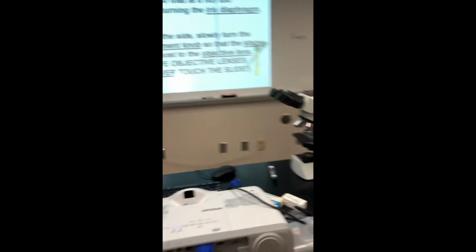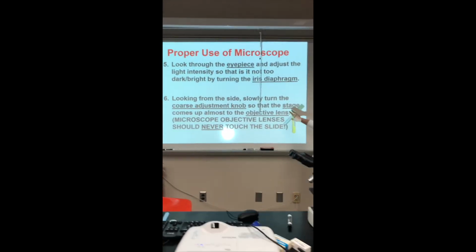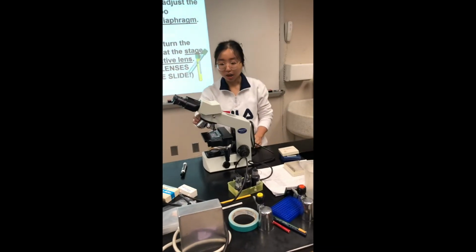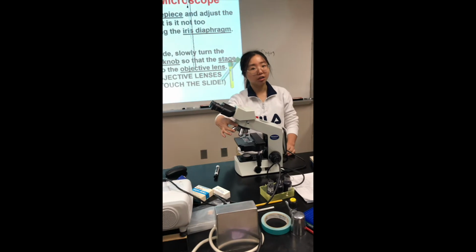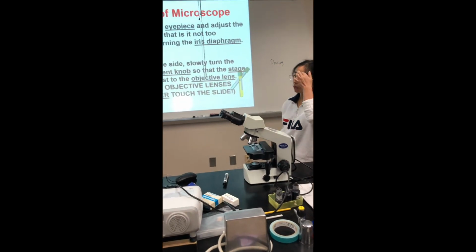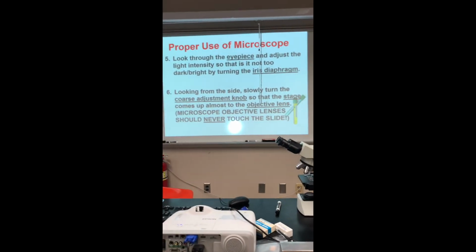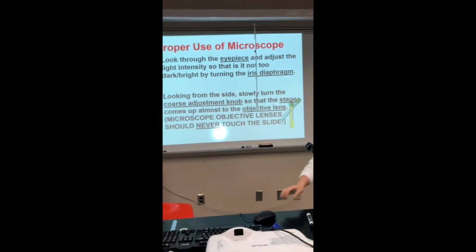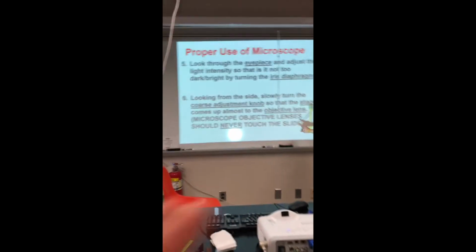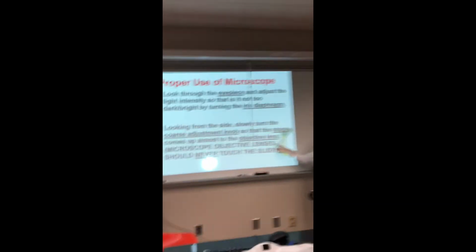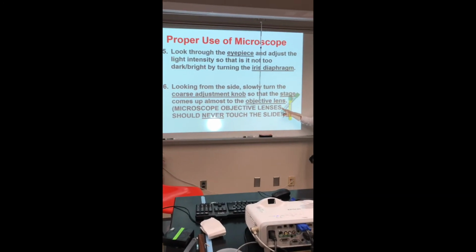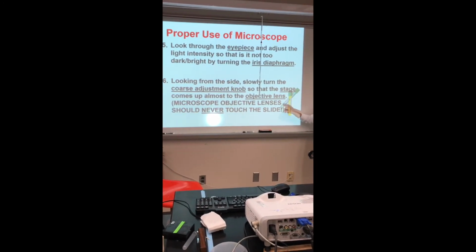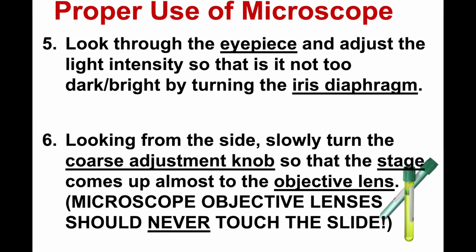So looking from the side, slowly turn the coarse adjustment knob. Again, at 4 times you are allowed to use the coarse adjustment knob to adjust your microscope. And this is very crucial: microscope objective lenses should never touch the slide.